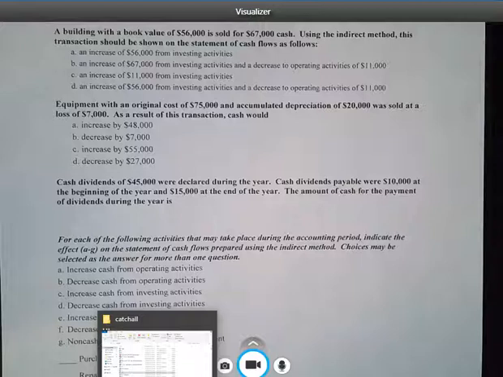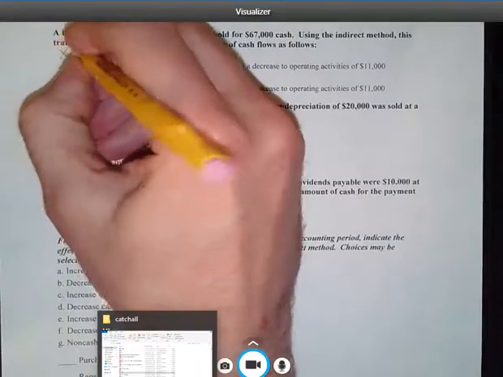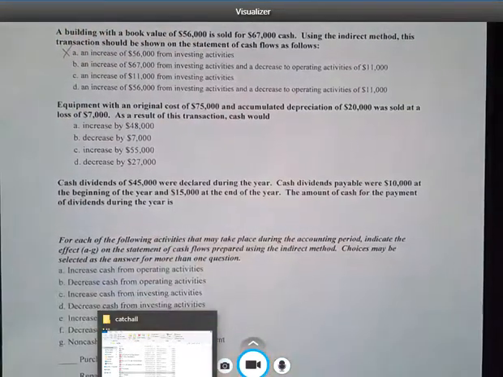Okay. Let's look at choice A. It says an increase of $56,000 from investing activities. Well, $56,000 is the net book value. We received $67,000 cash. Therefore, A is an incorrect answer.